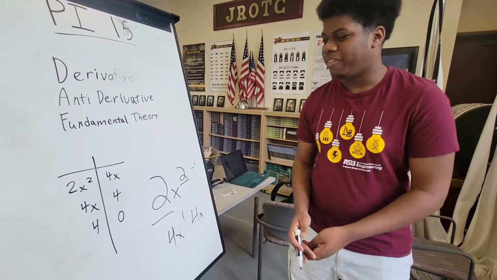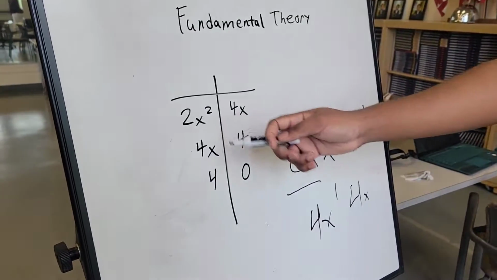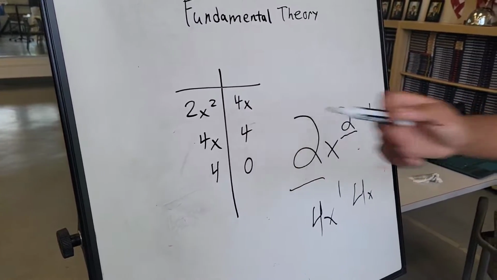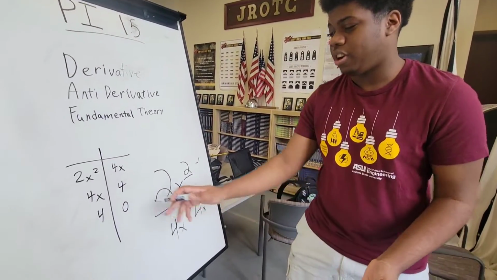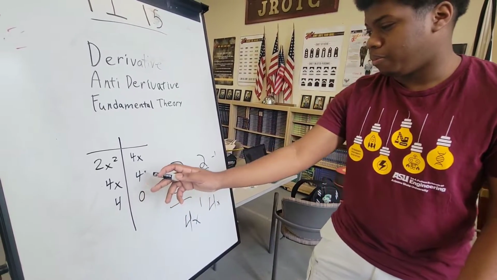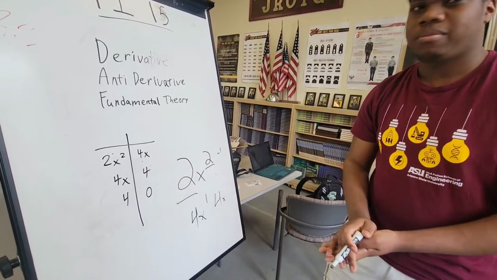So this would be 4x to the first, which is also just written as 4x. For antiderivatives, we have this table set up here. This is all the derivatives of 2x squared all the way down to 0. An antiderivative is just doing the opposite, going the opposite way. So from 4x we can get 2x squared, that's the antiderivative of 4x.